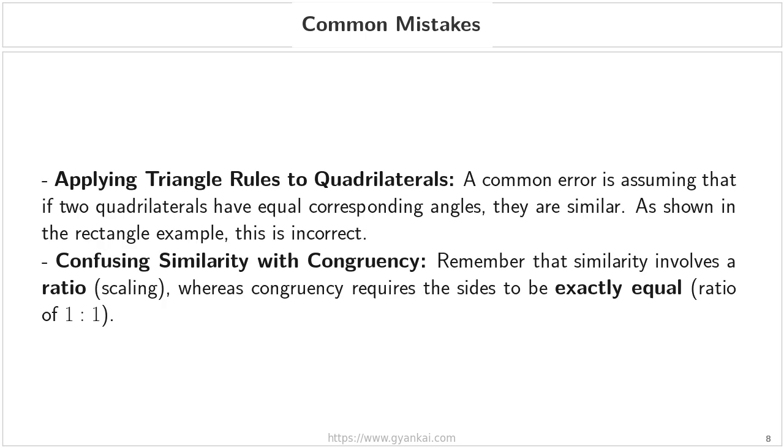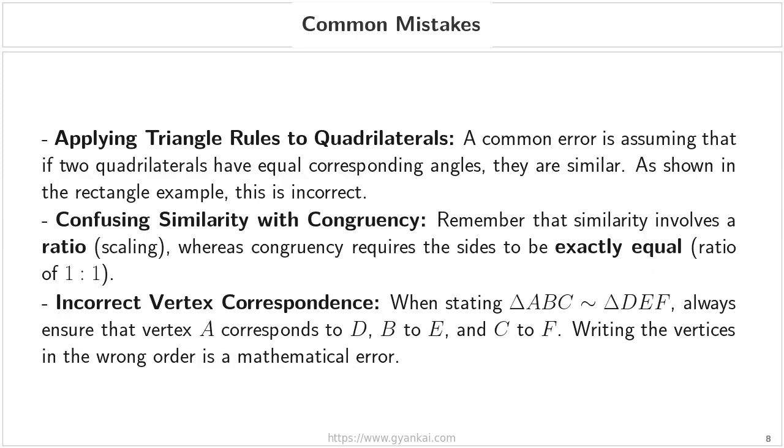Second, make sure you aren't confusing similarity with congruency. While they are related, they are not the same. Remember, similarity involves a ratio. It's all about scaling a shape up or down. Congruency, on the other hand, is much stricter. It requires the sides to be exactly equal, which is essentially a ratio of 1:1.